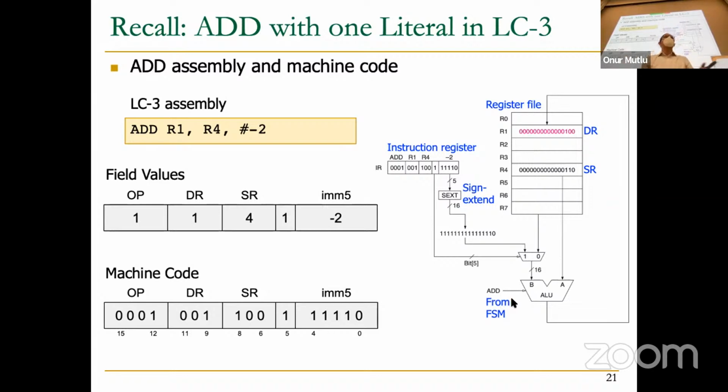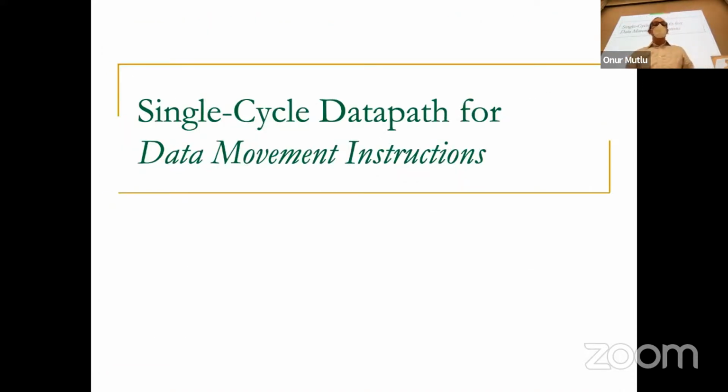So you can see that there are some universal similarities between different ISAs because you need to support these basic operations in general: add, register to register add, register to immediate add. Okay, people remember this one, right? From a couple of lectures ago. Okay, good. So now let's take a look at data movement instructions.